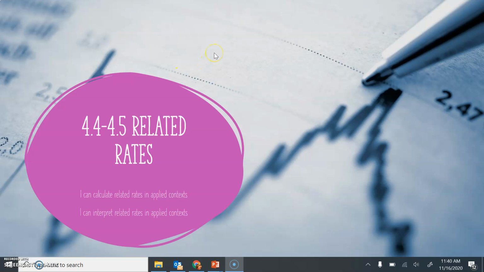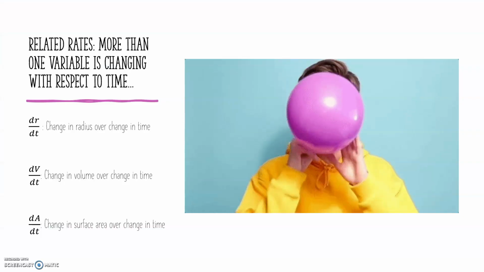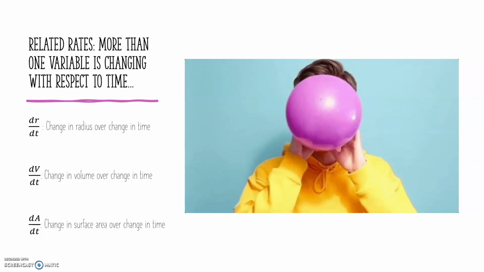The next two sections I grouped together because they're both about related rates. One is about calculating related rates, and the other one is about interpreting what a related rate is. So related rates are when you have a situation where more than one variable is changing with respect to time.